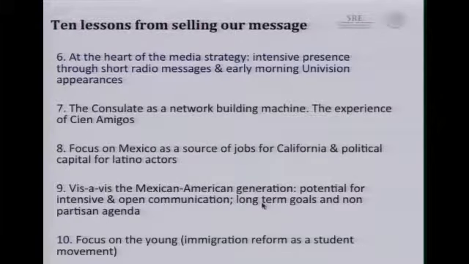Finally, I do think that we live in very interesting times because immigration reform is going to allow us, the Mexican consulates, to focus on the young generation. Because, as we all see, immigration reform as a student movement will be, to a great extent, the focus of our job in terms of community organization for the next few years. Thank you very much.